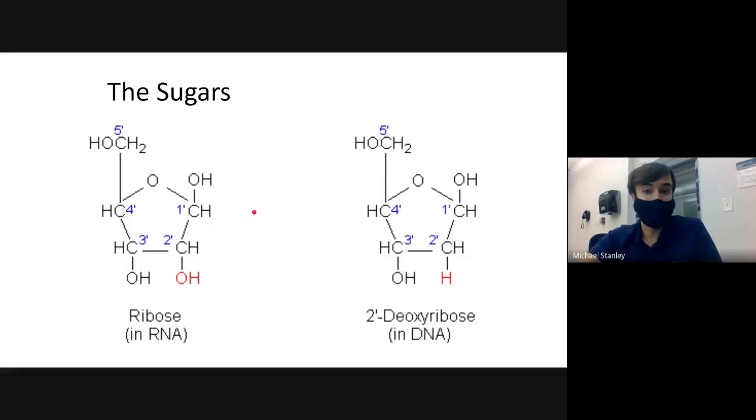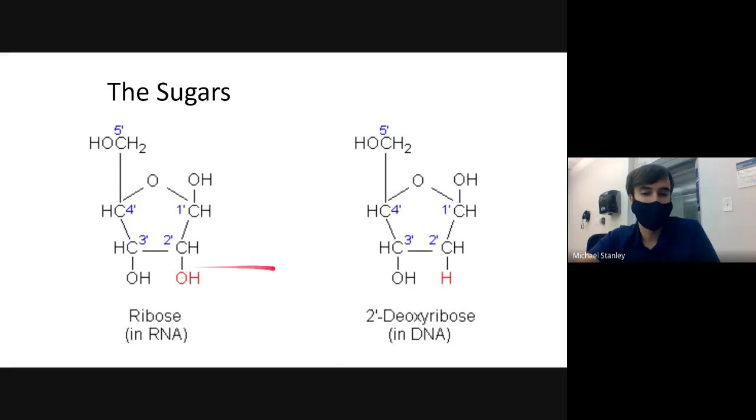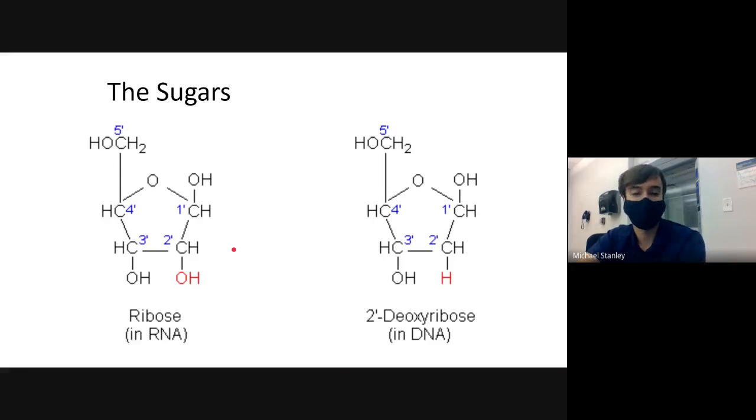So you may notice that the 2 different sugar molecules pictured here look a little bit different. This one has OH coming off of this 2nd carbon over here, but this one only has an H. It's missing the O, the oxygen. So this is the ribose sugar, which is the one found in RNA. So that's where RNA gets its name from, is that it is a ribose nucleic acid.